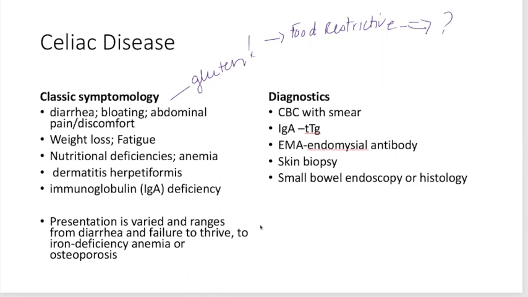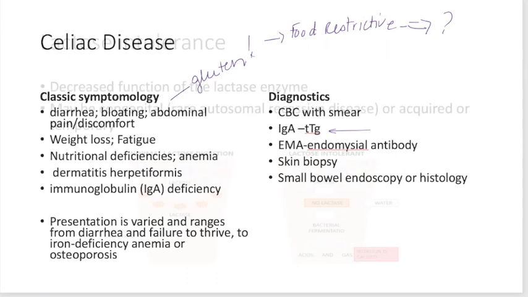So, a CBC with smear, because you're going to be looking for your anemias. IgA-TTG, the tissue transglutaminase antibody, is pathognomonic. That's what we would pull for diagnosing celiac disease. EMA is the endomysial antibody, which is another way that we can take a look at it. You could also do a skin biopsy, and when they go in with endoscopy for the small bowel, you can do histology at that time.